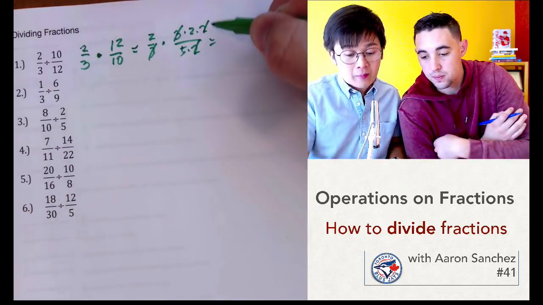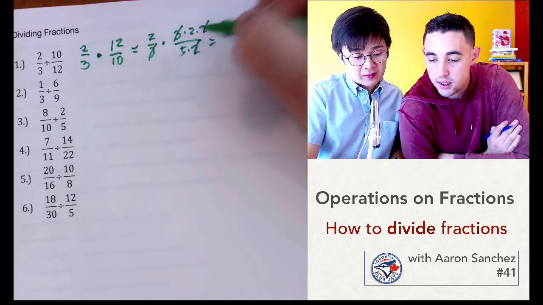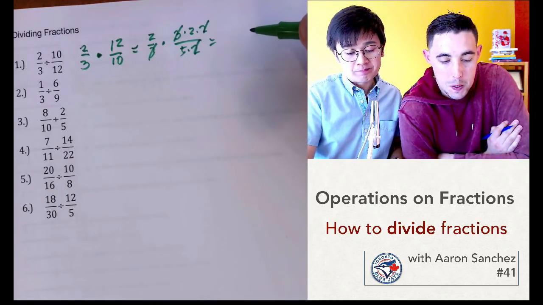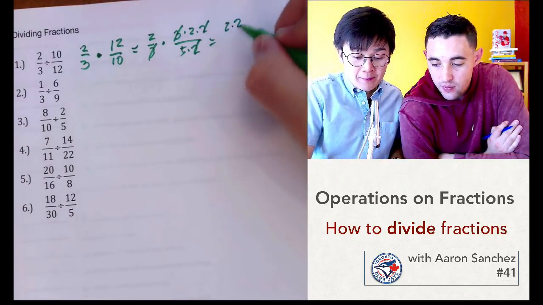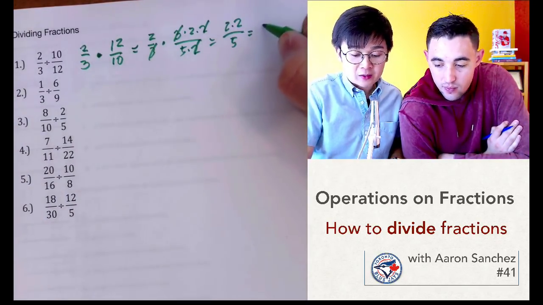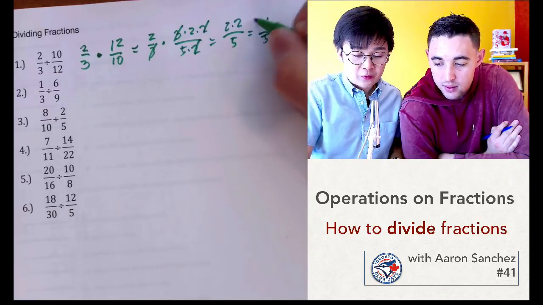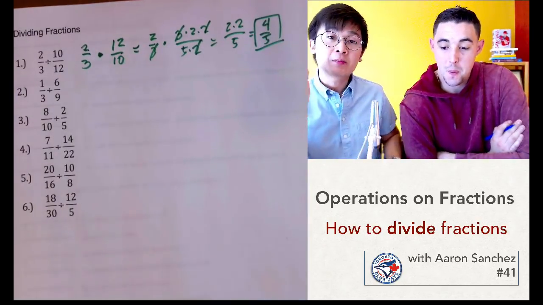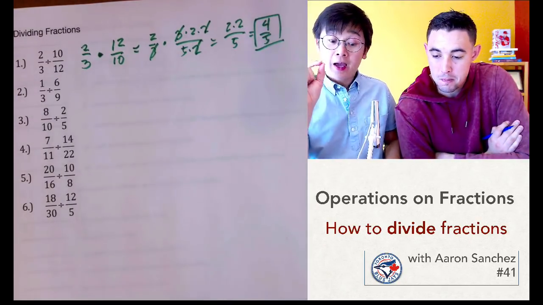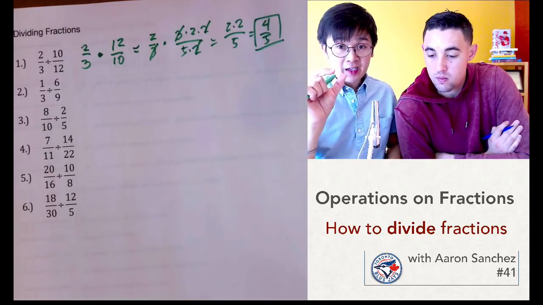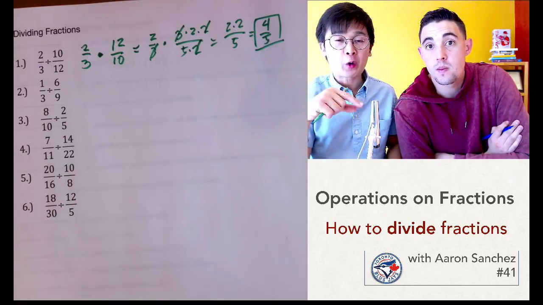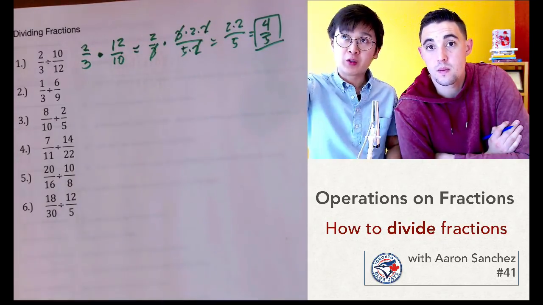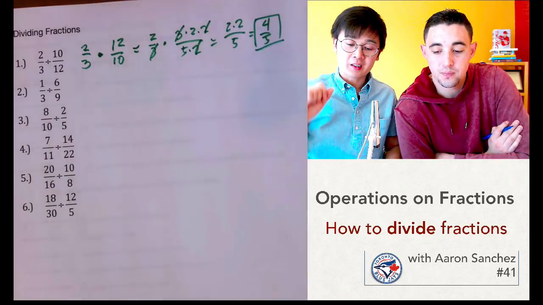Oh, we cannot cancel these because they're both numerators, so we'll just multiply them and leave it. So the answer is 4 over 5. And that's a common mistake that most students make, so please don't cancel if they're on the same side. If they are both numerators, you can only cancel common terms between the numerator and the denominator. Perfect. So it's 4 over 5.